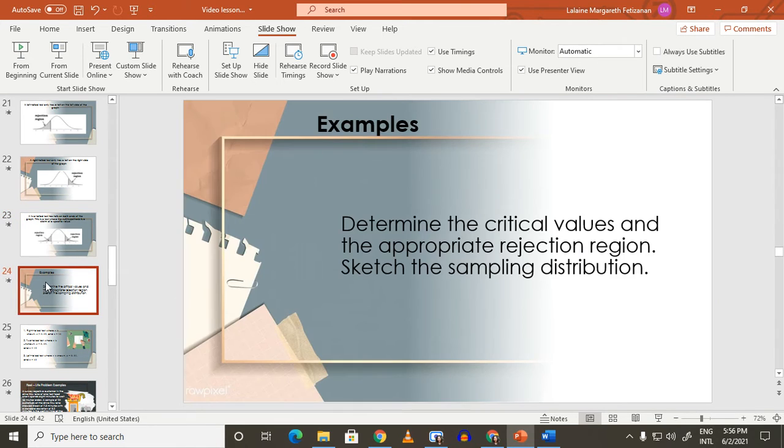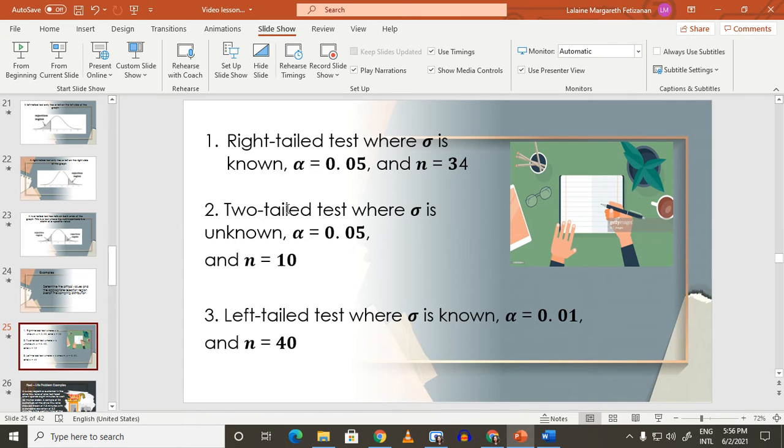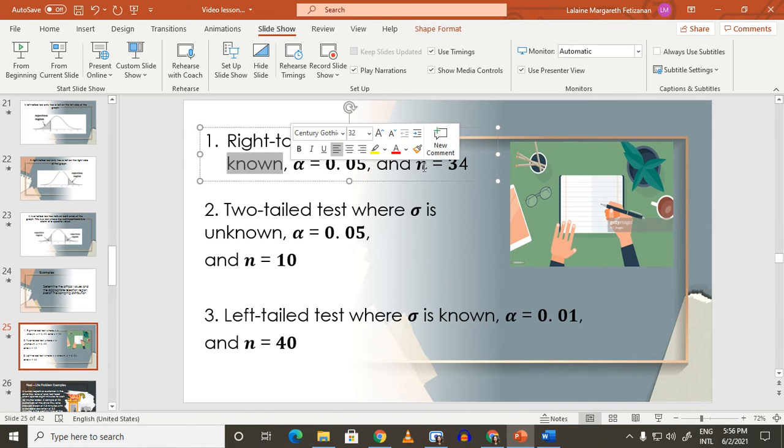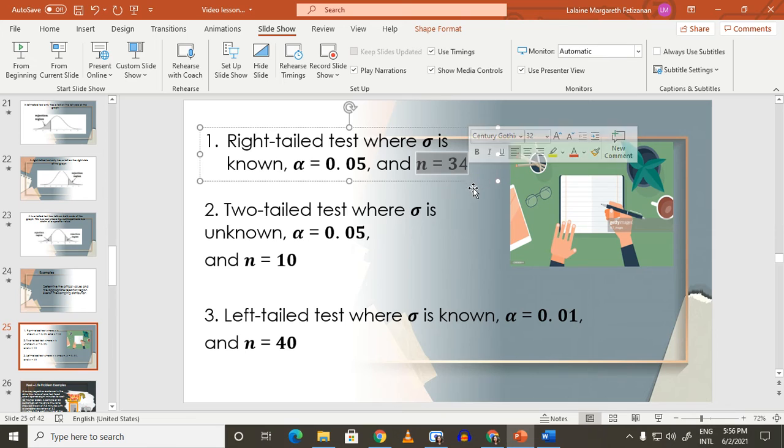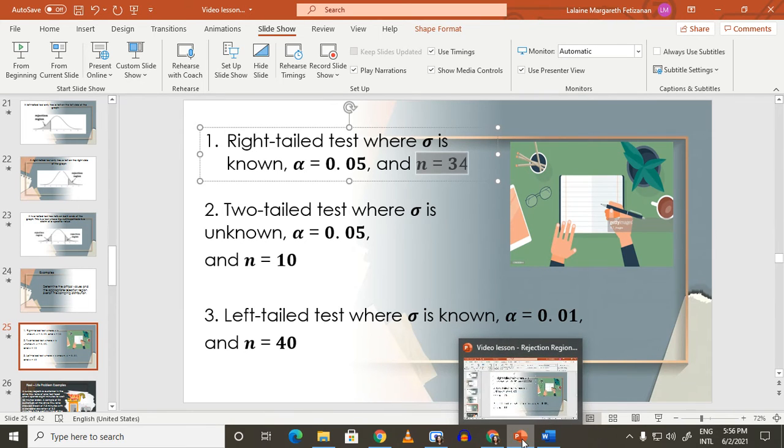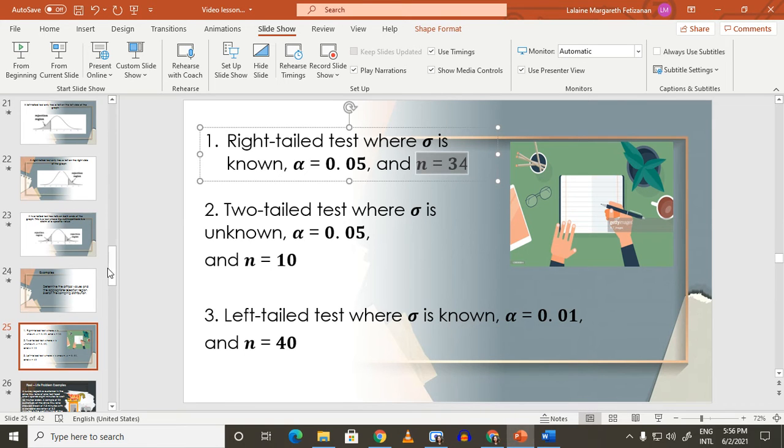Okay, let's have an example. Determine the critical values and the appropriate rejection region. Sketch the sampling distribution. Okay, so this one, right-tailed test where variance is known and alpha is 0.05 and n equals 34. So this one, variance is known and n is 34, which is greater than or equal to 30. So obviously, gagamit tayo ng Z distribution. Okay? So, sa Z distribution, ang value ng alpha is 0.05. Balikan natin.